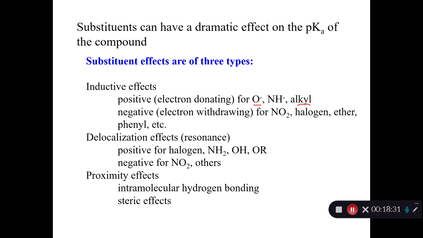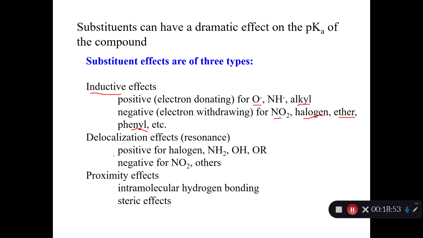Most of the substituents that are of interest to us as environmental organic chemists tend to be electron withdrawing, so that's all these NO2 groups, all of the halogens, fluorine, chlorine, bromine, iodine, ethers, phenyl groups, these are all electron withdrawing groups. So that takes care of the inductive effects.